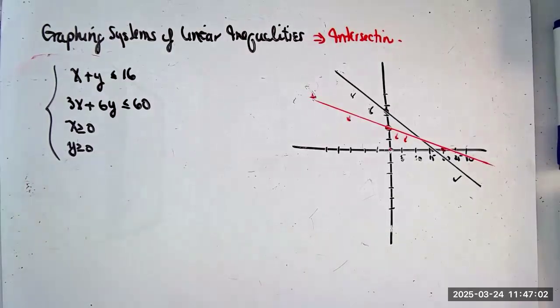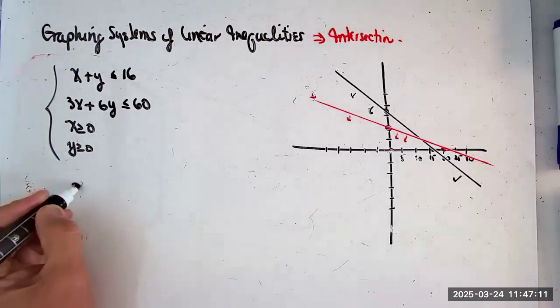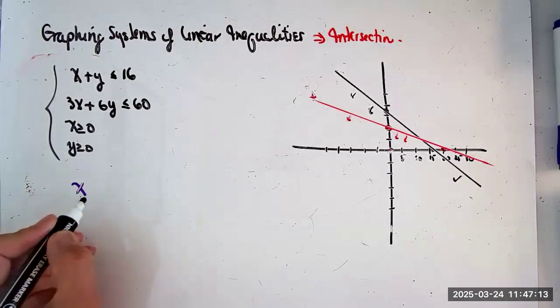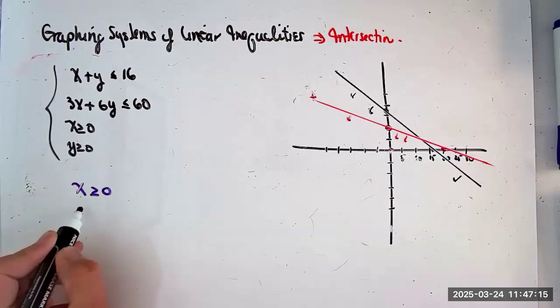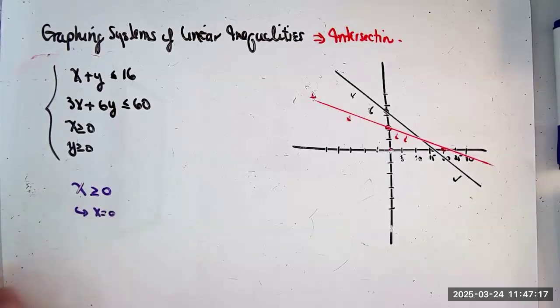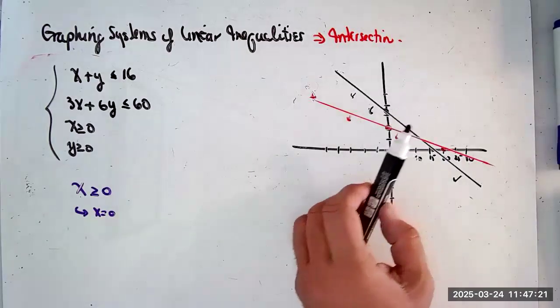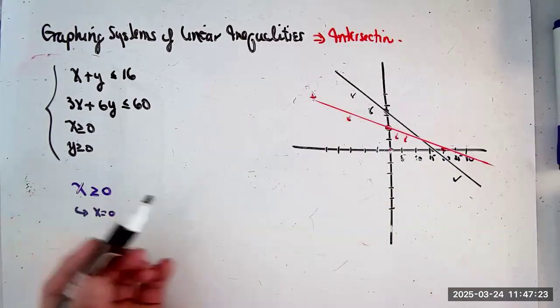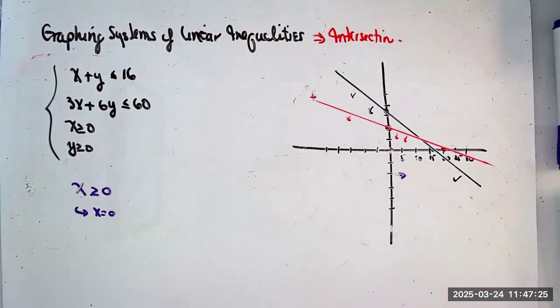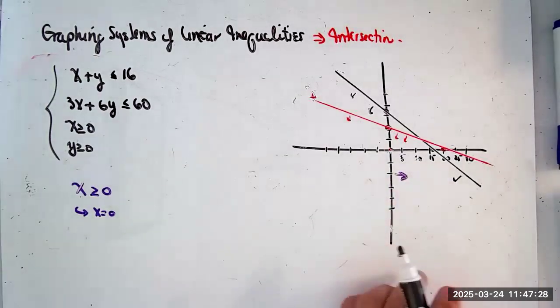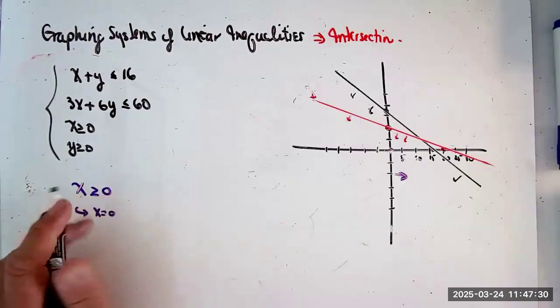Now the other two are kind of trivial. Let's do it in purple. x greater than or equal to 0. Of course, we need to graph the line x equals 0, which is the y-axis, and notice that this one pushes to the right. So it's the y-axis and everything to the right, since we are only contemplating positive numbers in x.